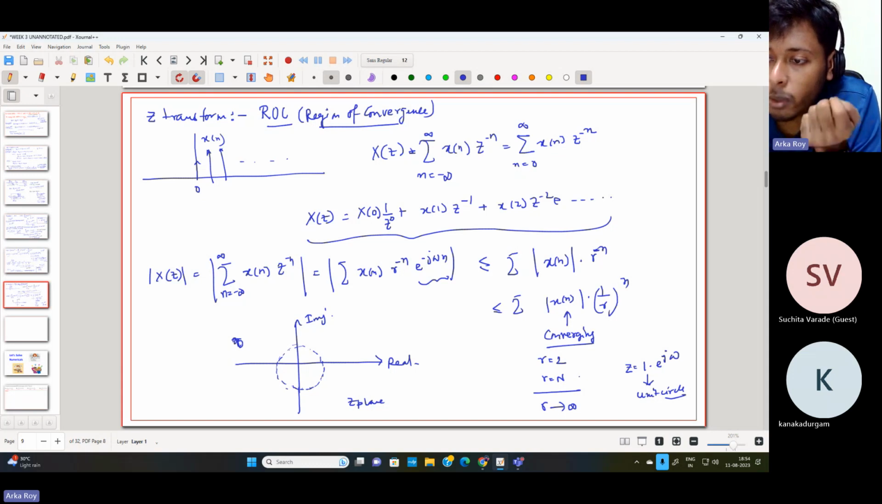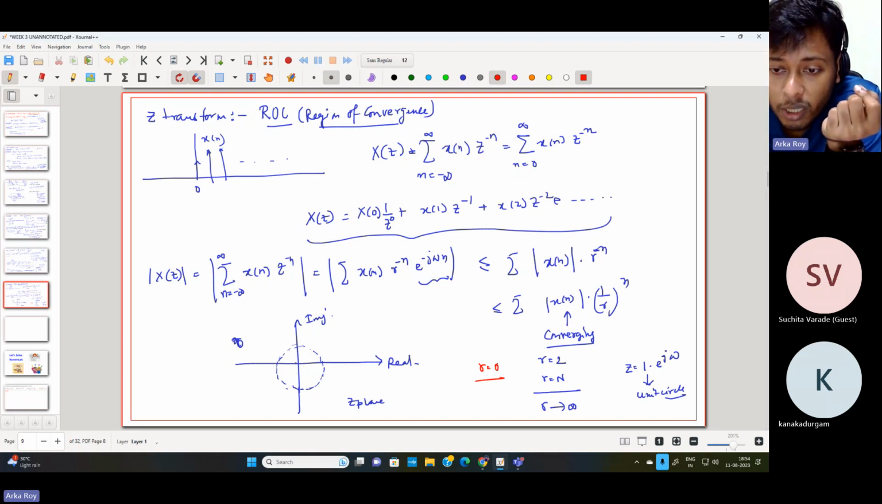Now, what is the limiting case for which the summation is not converging? That is R equals 0. If I put R equals 0 over here, 1 by 0 will raise to infinity. That means the summation is overshooting the limiting case, and therefore the Z transform will not exist for R equals 0. That means in the Z plane, the 0 point will not have any valid ROC, and after this 0 point, for any value, we will have the ROC extended to infinity.